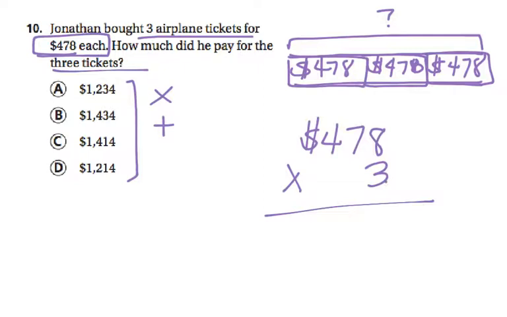Okay, 8 times 3 would be 24. I'll carry my 2. 7 times 3 is 21, plus 2 would be 23. I'll carry my 2. 4 times 3 is 12, plus 2 would be 14. So my answer would be $1,434. And I see that as answer choice B.